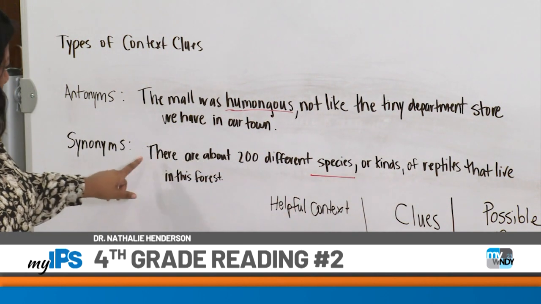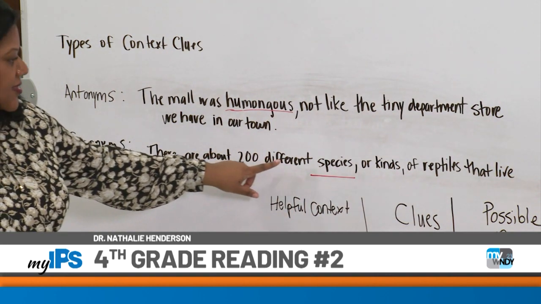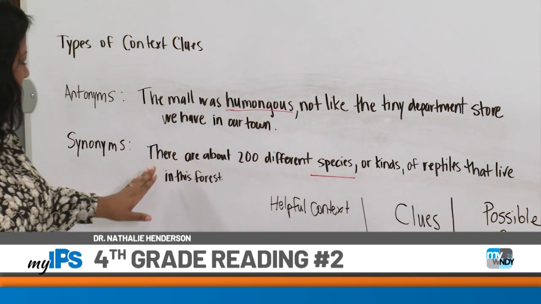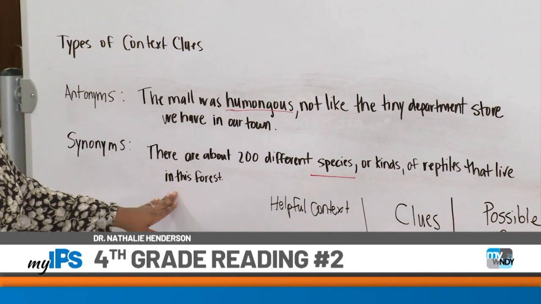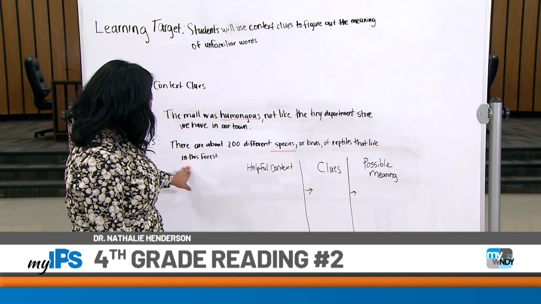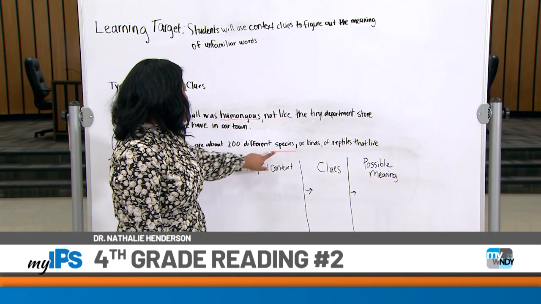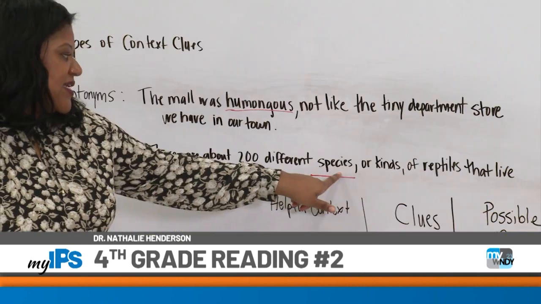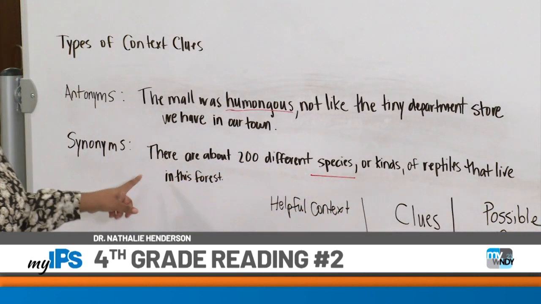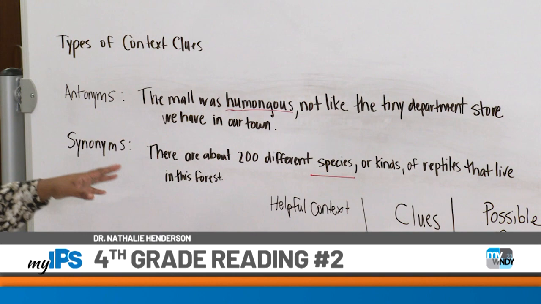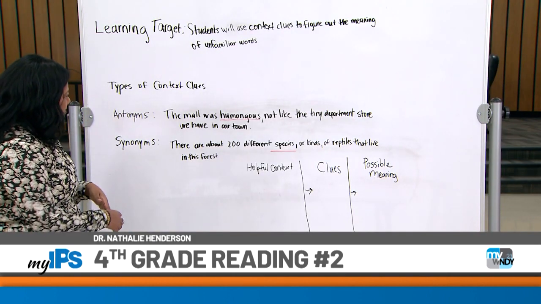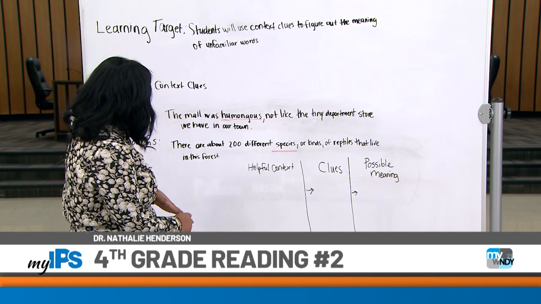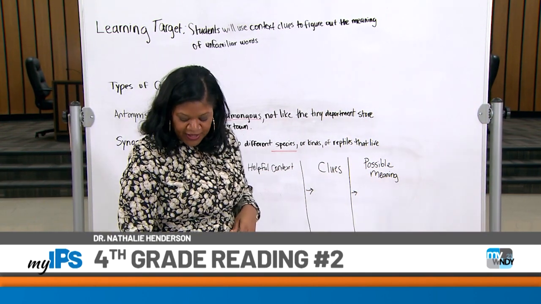And if I take the word out and read it with just kinds, there are about 200 different kinds of reptiles that live in this forest. That makes sense. So I think that using the synonym, or the same kind of word, for species is kinds, and that helps me figure out what the word means. And so those are two more different types of context clues that you can use to figure out the meanings of unfamiliar words. So let's take a look at your page 13.